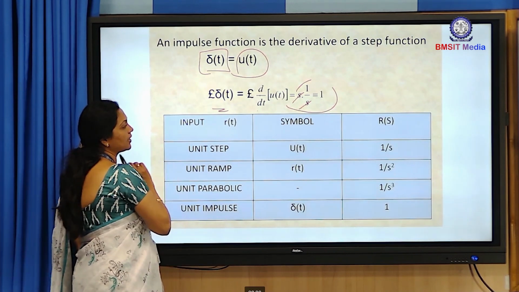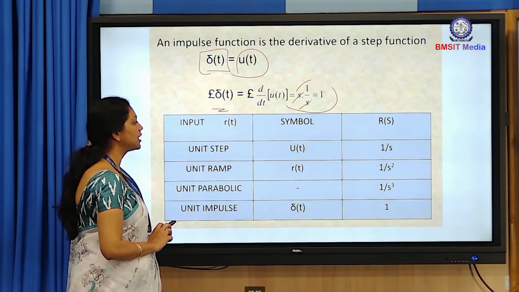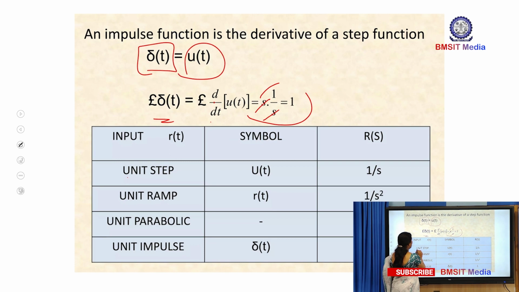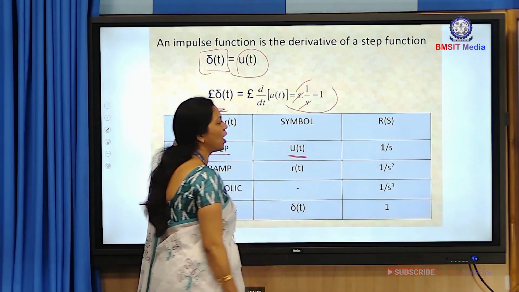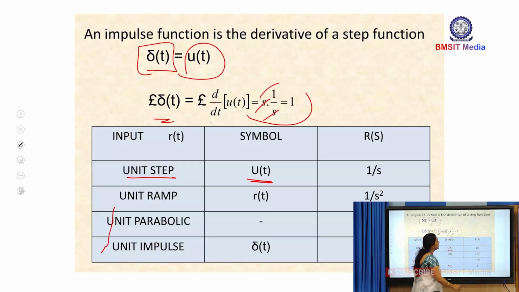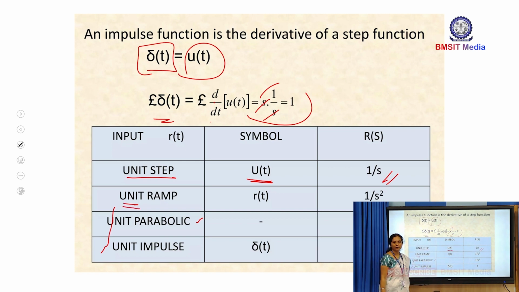Now, what is the final conclusion here? The symbol used to represent the unit step function is u of t, and the response for this particular function is 1 divided by s. Similarly, for the unit ramp function, I will denote it as r of t, and the response that I will be getting is 1 divided by s square.